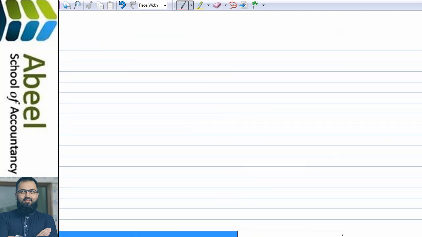Now let me discuss the syllabus of P6. Actually in P6 we have 5 main areas. If you have a really good grip on those 5 main areas, obviously you cannot fail in P6. What are those 5 main areas on which we need to focus in order to pass P6? Number one is individuals taxation.